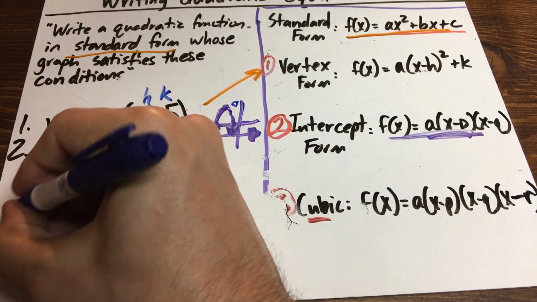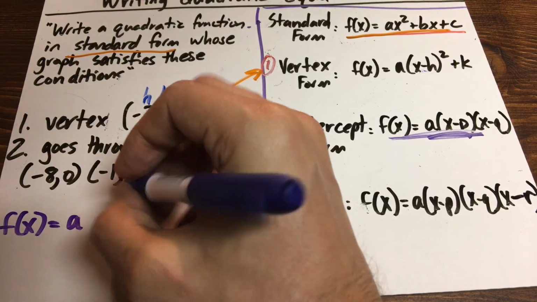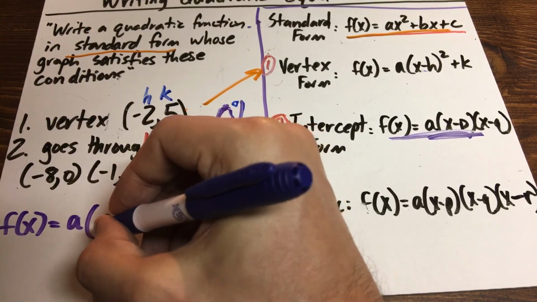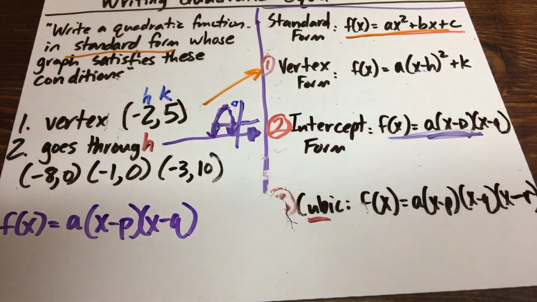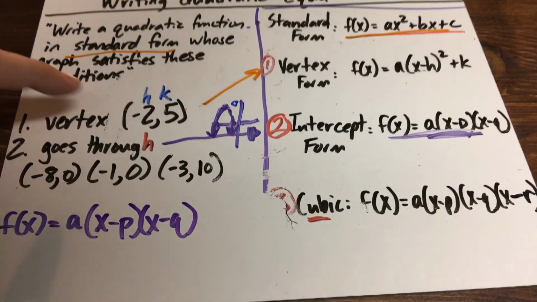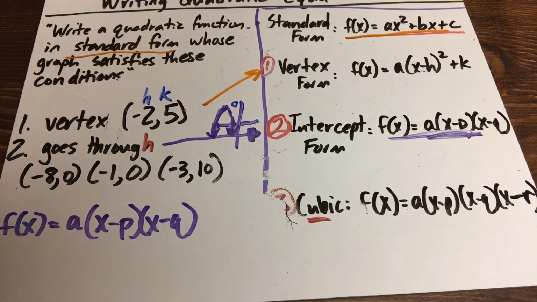Let's see. I would have put f of x equals, and I'm going to put my letter a. I don't know the letter a right now. Times x minus p, x minus q. Okay, so here's a big difference. On number 1, I just put a 1 in the spot of the letter a because it didn't give me any other points. It just gave me the vertex, and that was it.